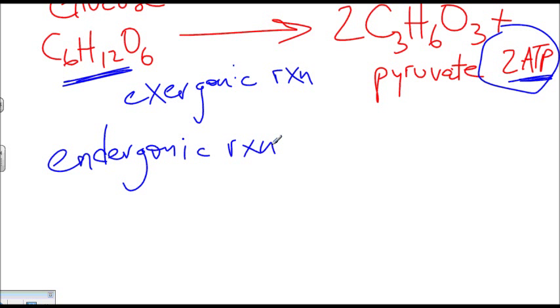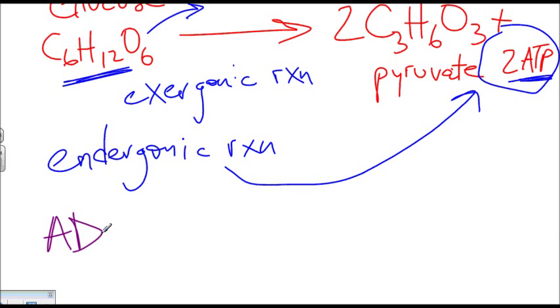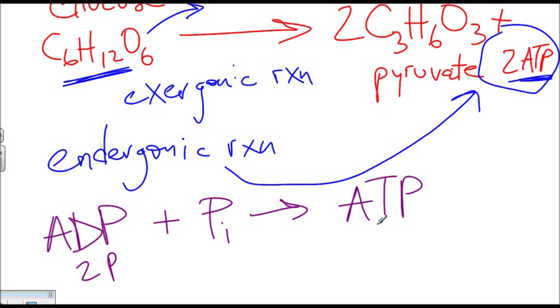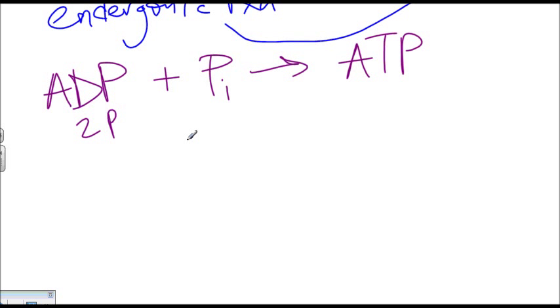How can we have both exergonic and endergonic? It's exergonic because the energy stored in the glucose gets released. It's endergonic because that energy gets stored into two ATP. Think of it this way. We've got the ADP molecule, adenosine diphosphate, meaning two phosphates. We are going to attach one more phosphate ion to form that molecule of ATP.